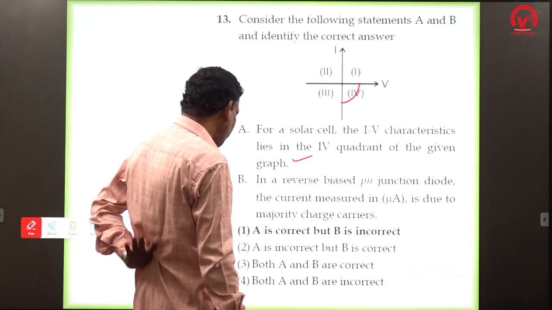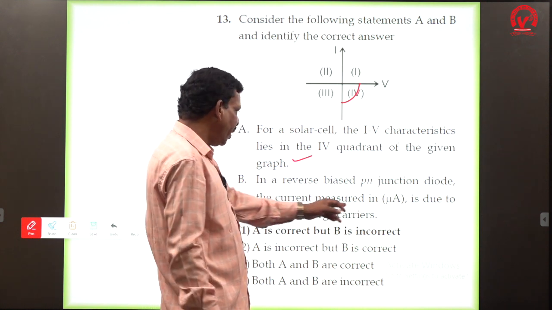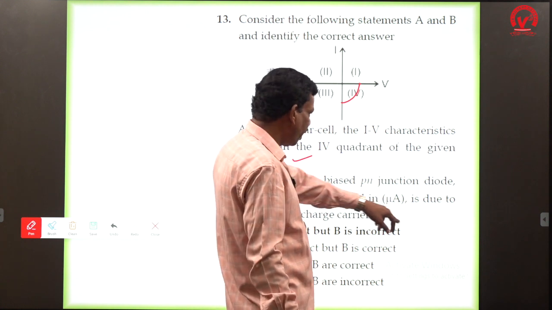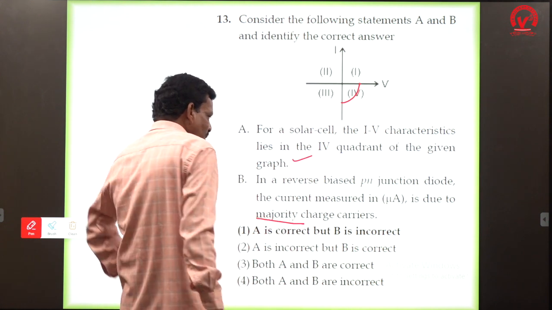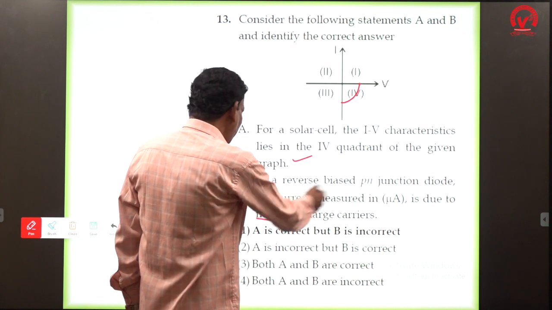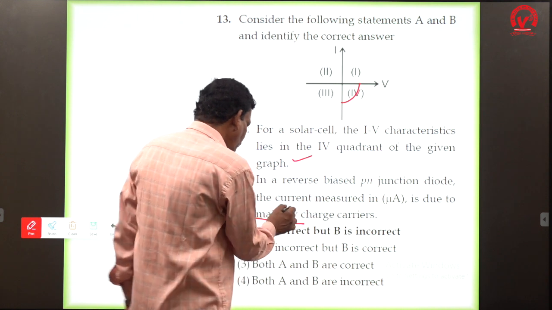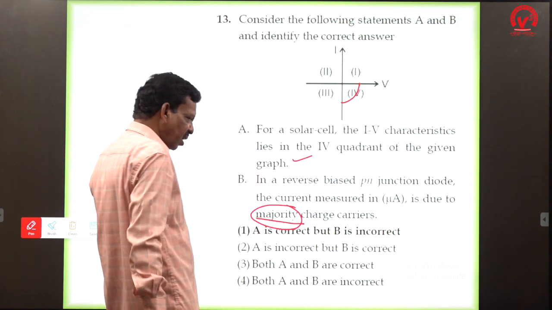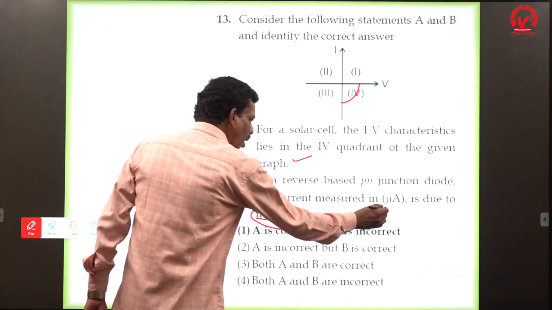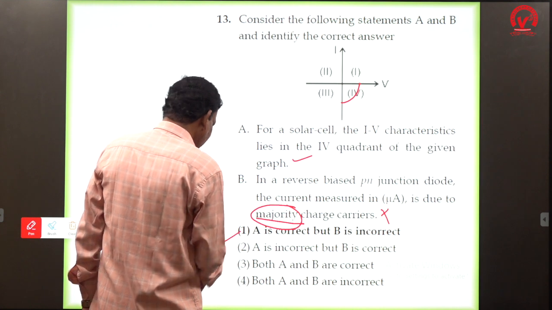In a reverse bias PN junction diode, the current measured in microamperes is due to majority charge carriers. So in a PN junction diode, the current measured in microamps is due to minority charge carriers. They gave majority charge carriers, so it is a wrong statement. Which one is correct? A is correct, B is incorrect.